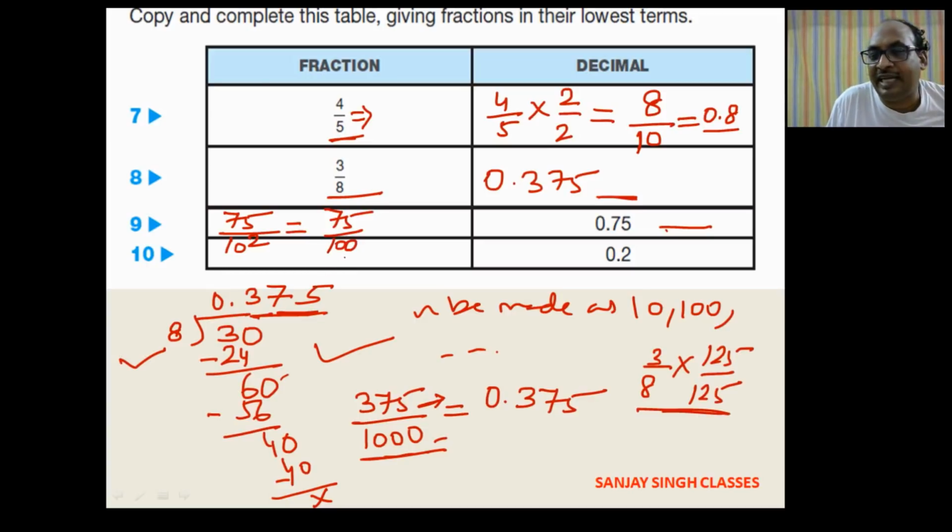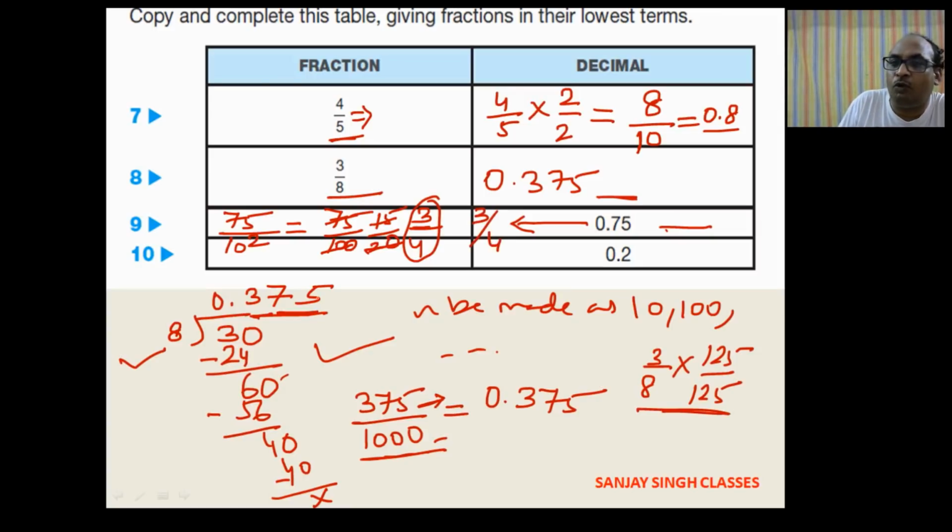And if we start cancelling with 5, it will come 15, and 100 cancelled will come 20. Now 15 by 20, if we cancel again with 5, it will become 3, as 5 3s are 15, and 4, as 5 4s are 20. Now no more common factors are there between 3 and 4. So the answer will become 3 by 4 only. So for this, 3 by 4 is the answer.